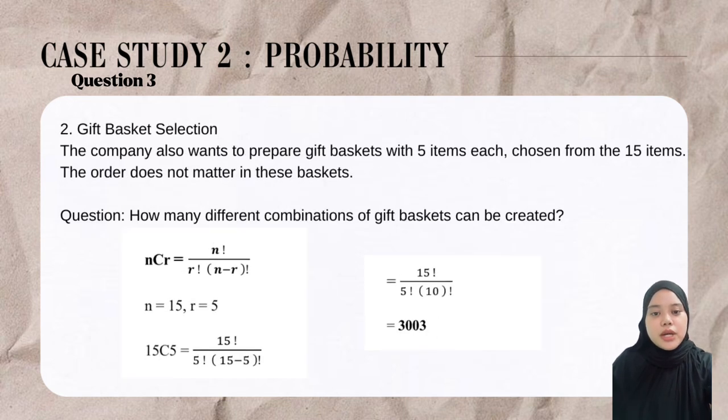Moving on to question 2, this question asks for the number of combinations when choosing 5 items from 15. Because the order does not matter, we use combination. The formula used is nCr equals n factorial divided by r factorial times (n minus r) factorial, where n equals 15 and r equals 5. So we calculate that. Therefore, there are 3003 possible combinations to form a gift basket of 5 items from 15.